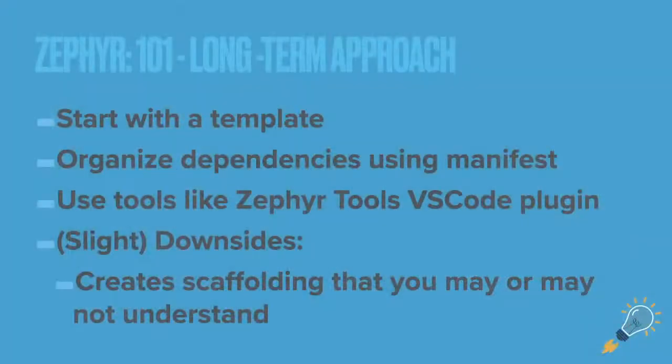We're not going to be editing the manifest, we're just going to be using whatever's by default. And we're going to be using tools like the Zephyr Tools VS Code plugin, which is available. All you have to do is just search for Zephyr Tools in VS Code itself to install it. And the only downside is that Zephyr is a little complex. I'll just say that. But it creates a bunch of files and folders and things that, without playing around with it, you might not know what they do, and you might not know if you delete something or change something, how it's going to affect everything. And that's part of learning.